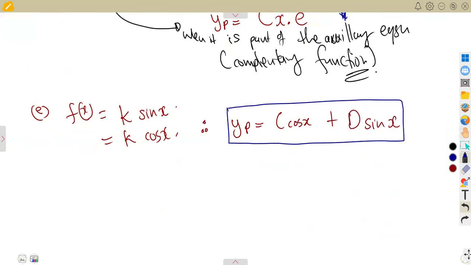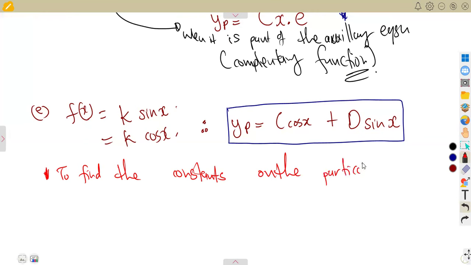So how? To find the constants in this case, take note here. To find the constants on the particular solution, which is on the particular integral. Remember, our particular integral is this part, for example, we saw that the particular integral is given maybe as cx plus d from the linear, whatever that you have, meaning to say you must calculate the values of c and d.